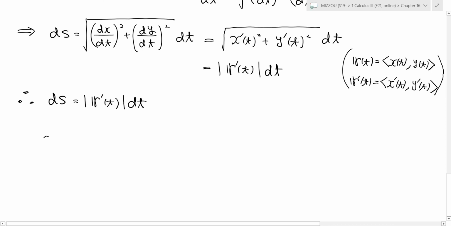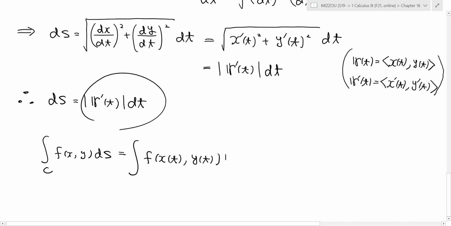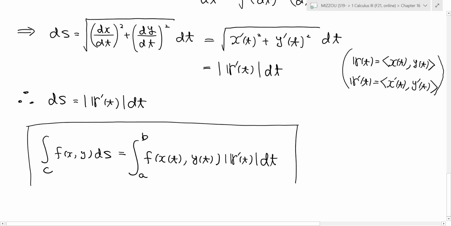The line integral over curve C of f of x ds is the integral of f, but f of xy is, strictly speaking, a function of t like this, and then you multiply this. And t is from a to b. And this is the formula for the line integral. This is a way to compute a given line integral.